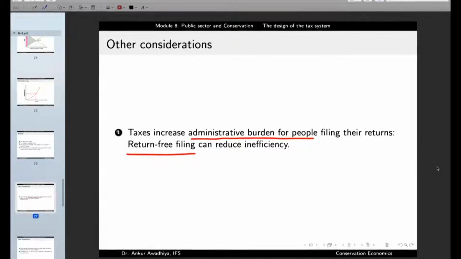Now, what is a return-free filing? In certain countries, when you do any transaction, so when your employer is paying you a salary, this salary is given in the form of an electronic payment. And when the employer is making this transaction, a copy of this transaction gets to the government and the tax gets deducted at the source.